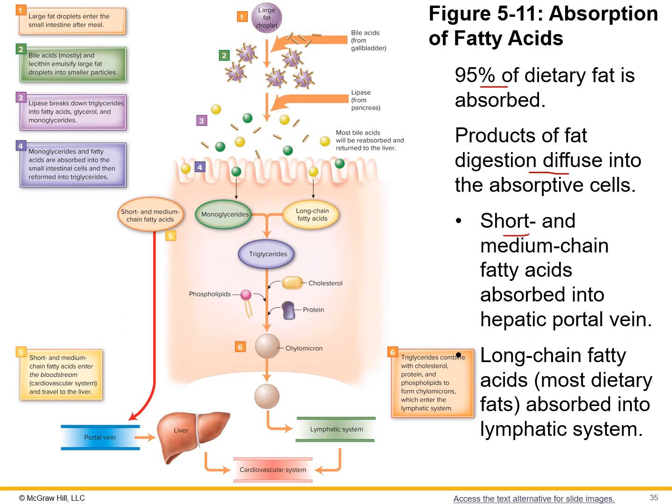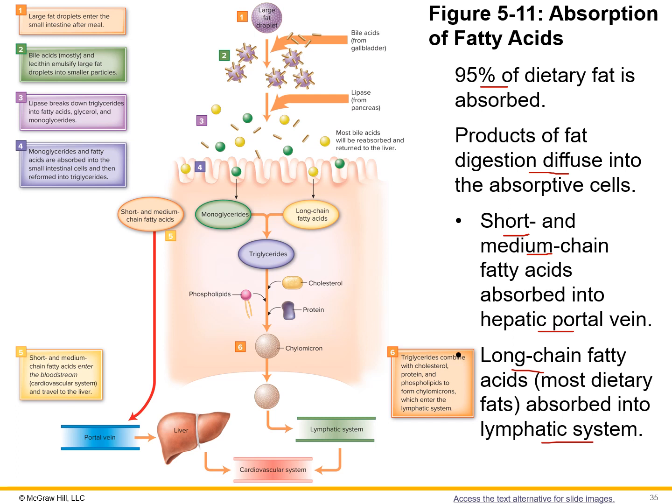So they're broken down into short and medium chain that can be absorbed, and then they go through that hepatic portal vein. Now the long chain, the bigger ones, are the ones that are absorbed by the lymphatic system. That's one of the jobs of the lymph, because it's kind of sampling the fluid around the cells. So it's going to take those larger fat molecules.